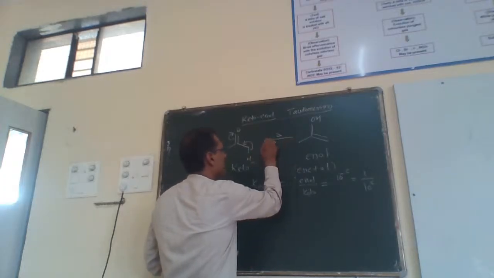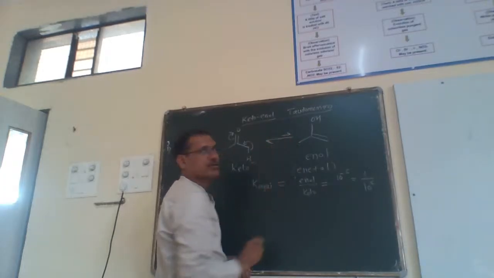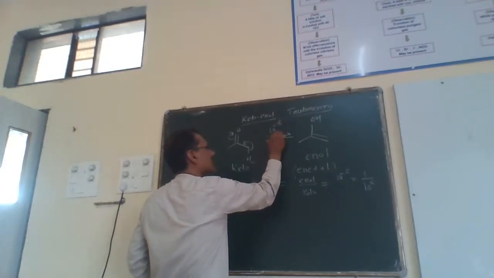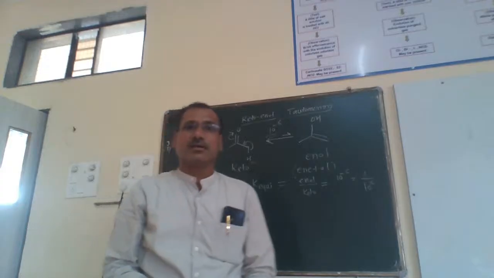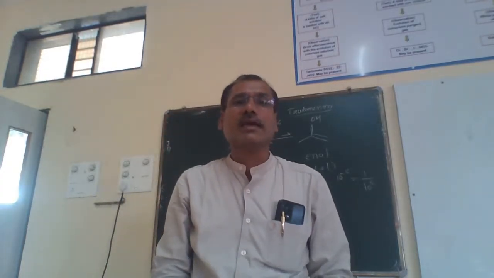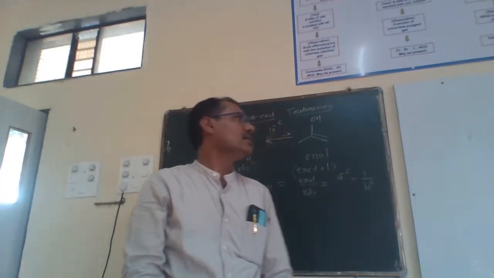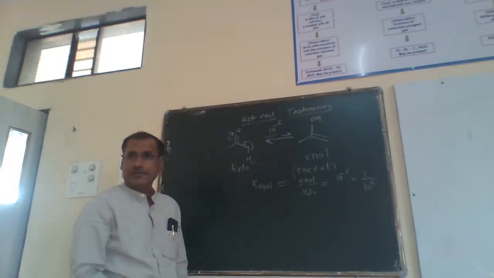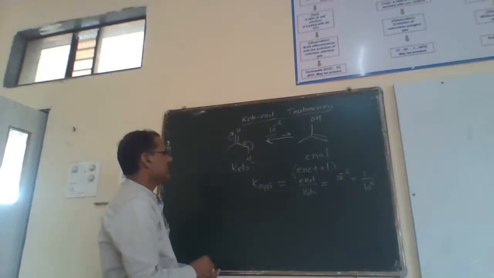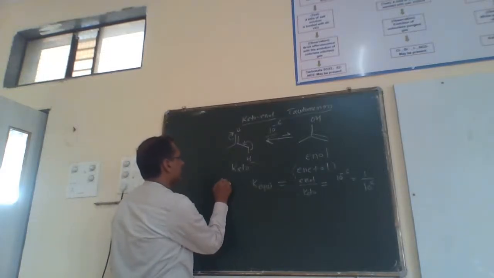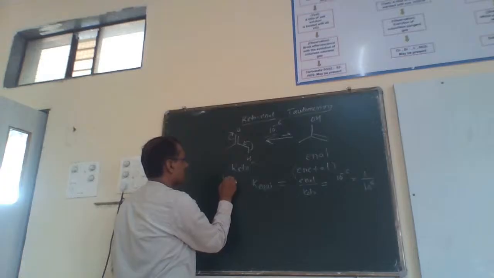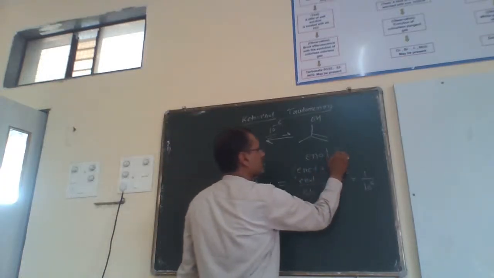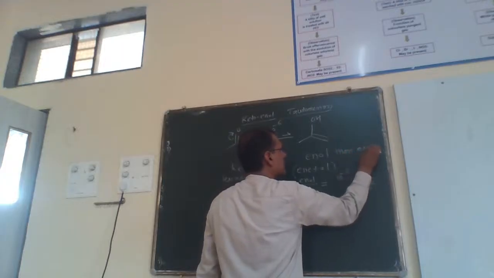Your backward arrow will be very large and forward arrow will be very small, and the equilibrium constant value is 10 to the power minus 6. Now, how can I move this equilibrium in the forward direction? Remember that the keto form is acidic, whereas the enol form is more acidic.